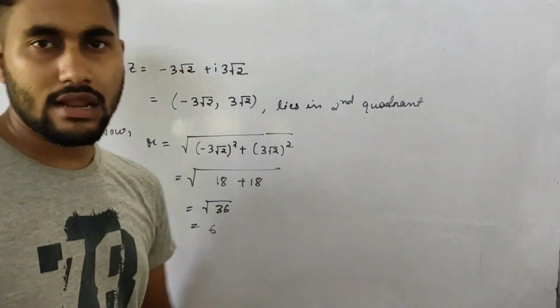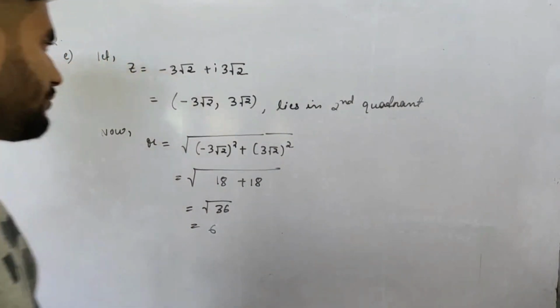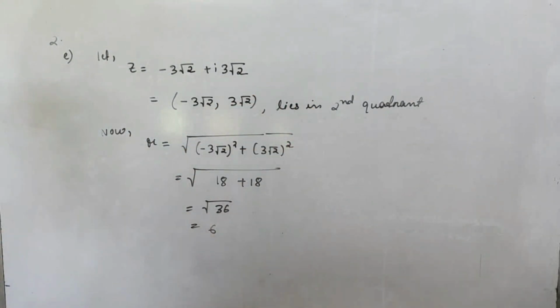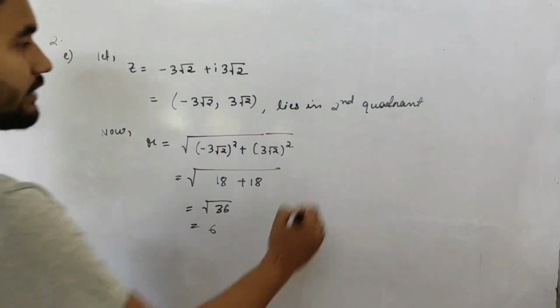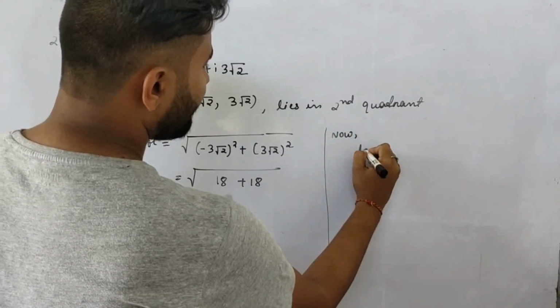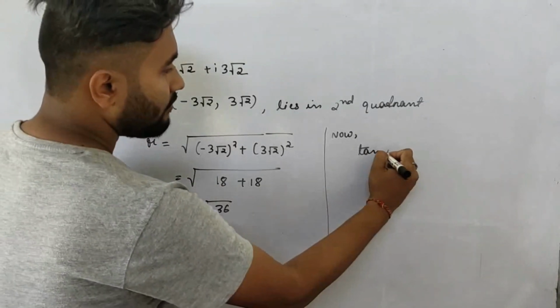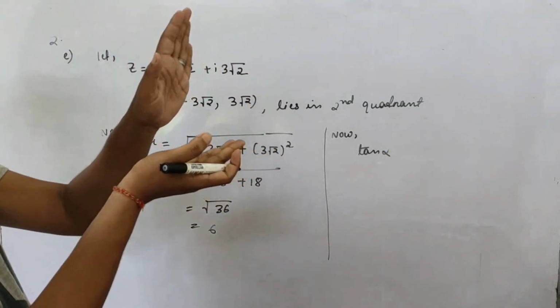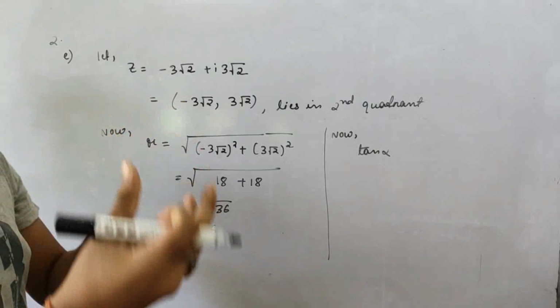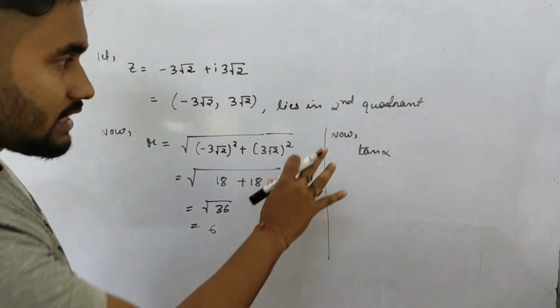Now I need theta. Now how to find theta? Already in question number 1 we have done. Same process. This lies in the second quadrant. So now what will I find at first? I need alpha, right? Because theta is pi minus alpha. In the second quadrant, the triangle that forms has the angle alpha, that is 180 degree minus theta.